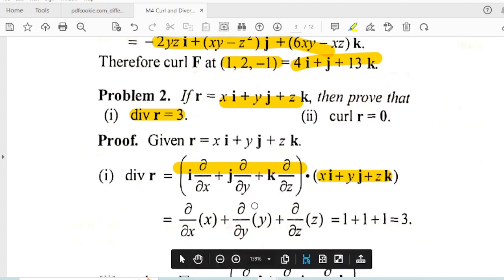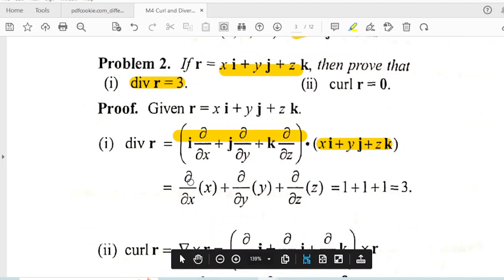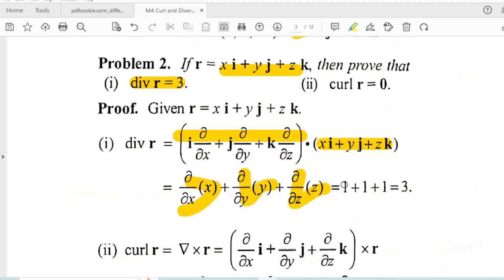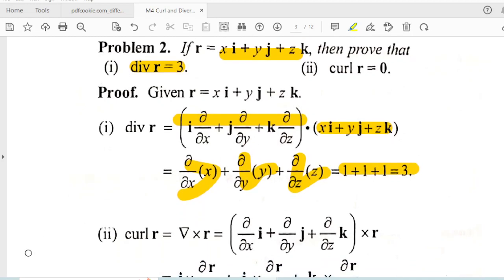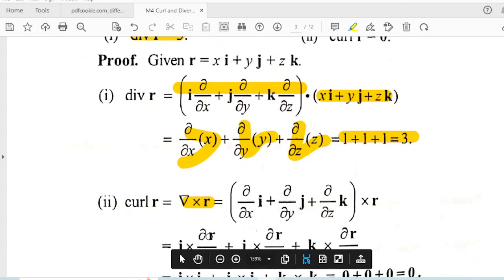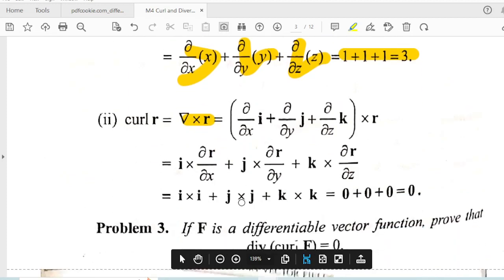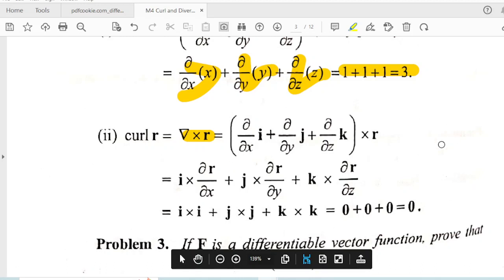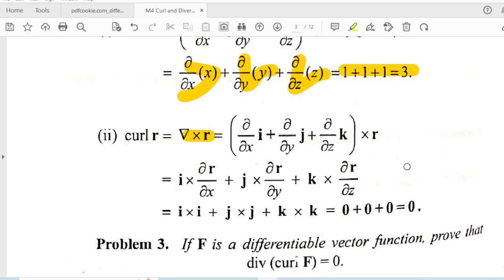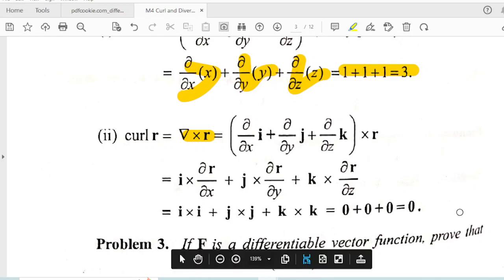So when we are multiplying the coefficients of i cap, j cap, k cap, we get dou by dou x of x, dou by dou y of y, dou by dou z of z. So 1 plus 1 plus 1, that is 3. Similarly, when you are finding del cross r bar, we have our determinant of i cap, j cap, k cap, dou by dou x, dou by dou y, dou by dou z, x, y, z. So when we take the determinant, we get 0 plus 0 plus 0. Finally it is 0.